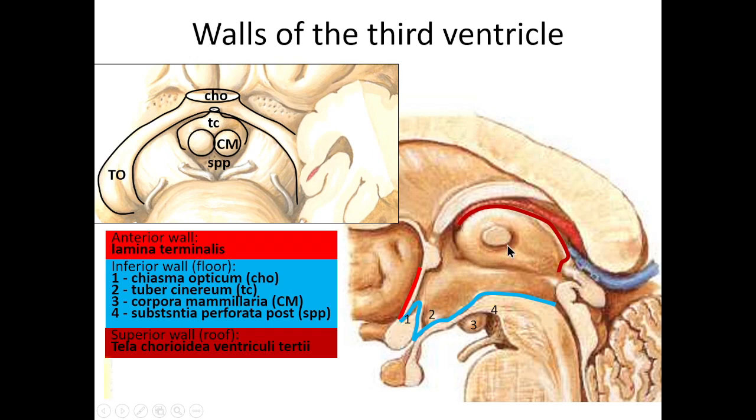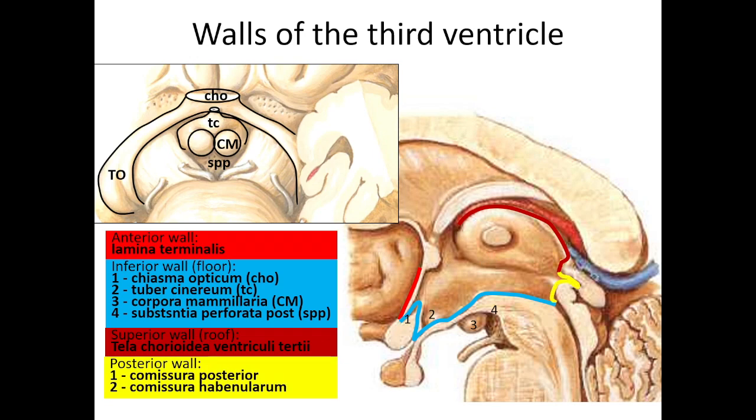And now the posterior wall, this yellow, it consists of two structures, commissura posterior, here it is, and number 2, commissura habenularum. So all of them make walls of third ventricle.